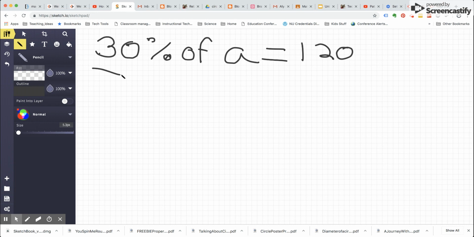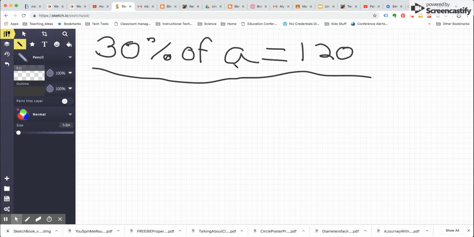So let's just say that in the town of Felton right now, 30% of all the kids that play Fortnite are online, and that number is 120. A represents the total number of kids that play Fortnite, and we know that 30% of that is 120. So let's figure out how many kids are playing Fortnite altogether.